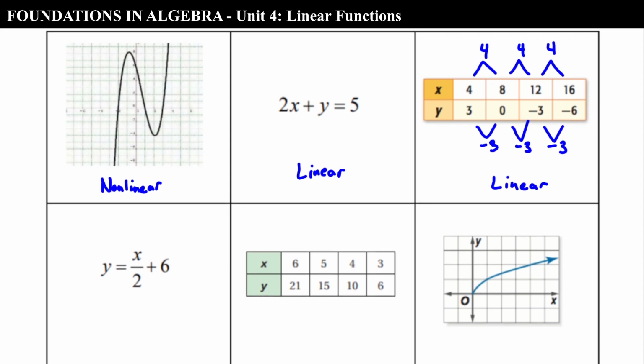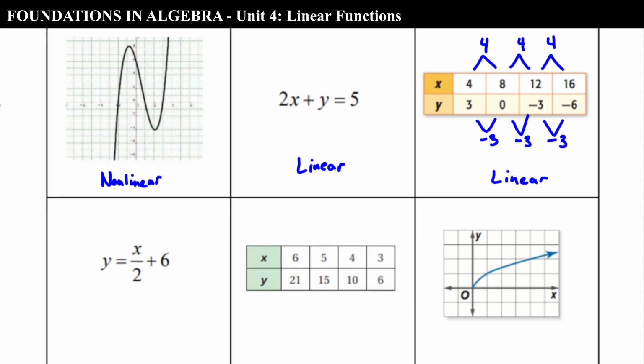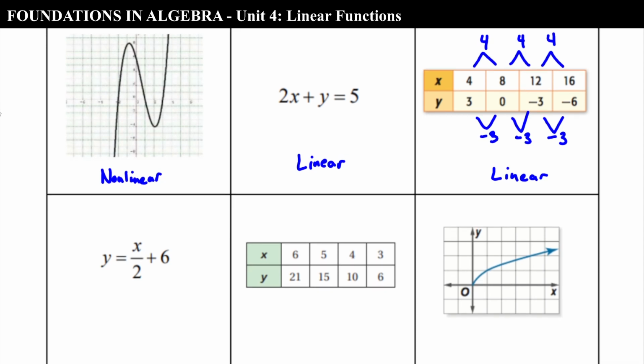By the way, if you have a table of values, you saw how we determine whether or not it's linear. If you have a set of ordered pairs, it behaves exactly the same way. A set of ordered pairs are just a set of x's to y's, just like a table. So if you're presented with a set of ordered pairs, you're going to determine it just like you do with a table.